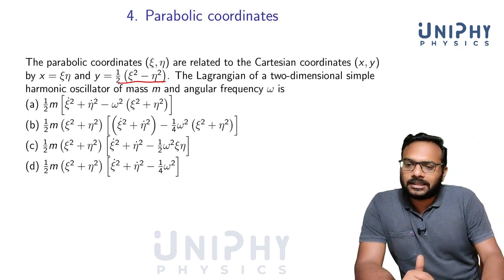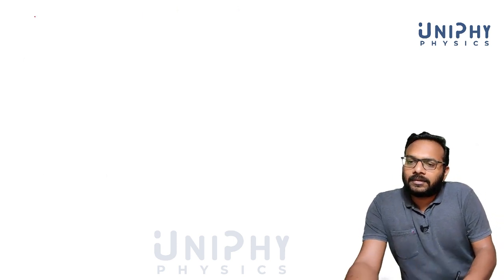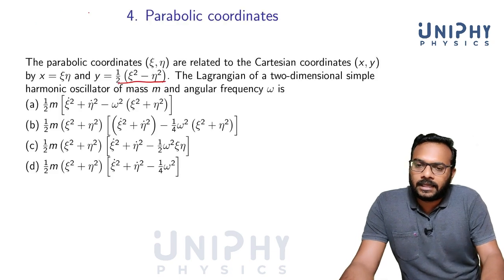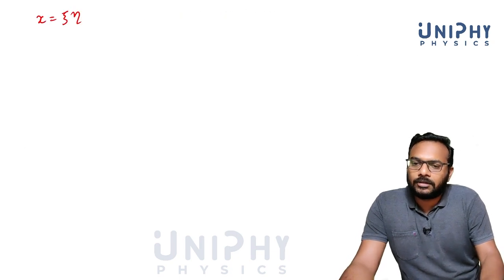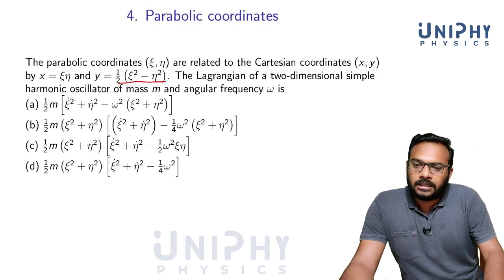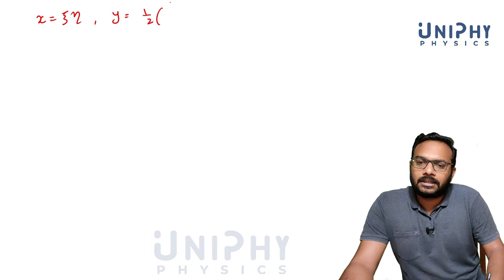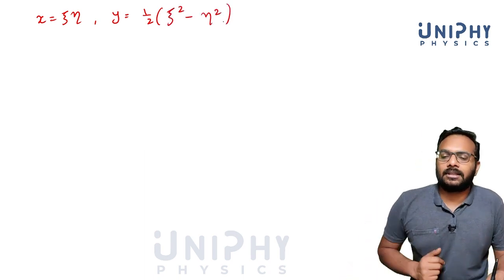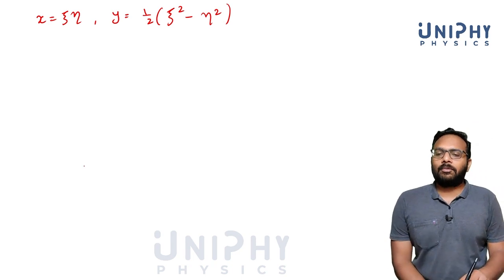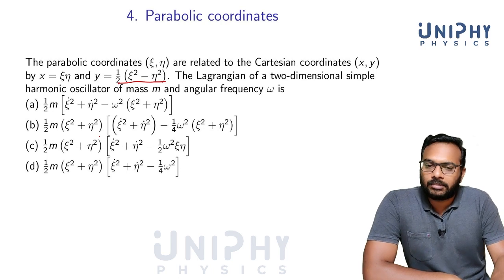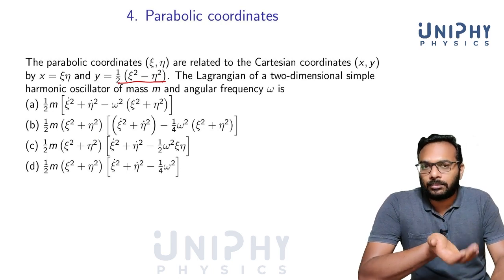So what are the transformation equations? We have x equal to xi eta and y equal to half xi square minus eta square. So we have got x equal to xi eta and y equal to half, xi square minus eta square. And what's the system we are talking about? The Lagrangian of a two-dimensional simple harmonic oscillator.